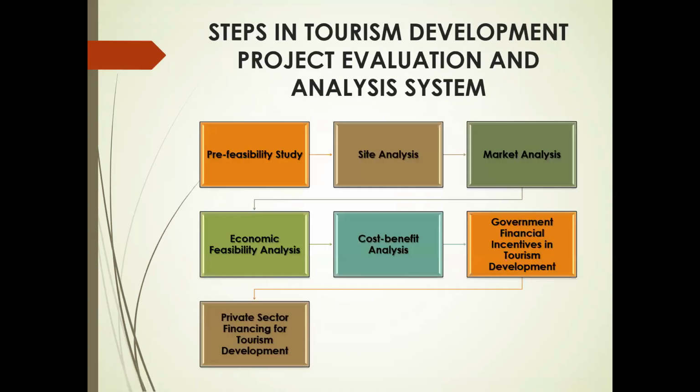So next is the steps in tourism development project evaluation and analysis system. So as we can see in here, we have 7 steps. The first one is the pre-feasibility study, followed by site analysis, then market analysis, economic feasibility analysis, cost-benefit analysis, government financial incentives in tourism development, and private sector financing for tourism development.